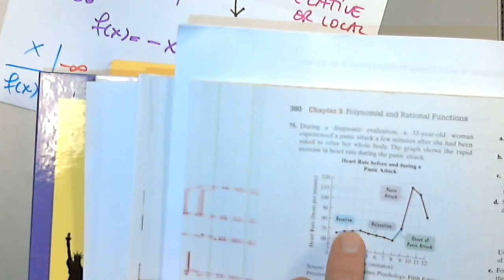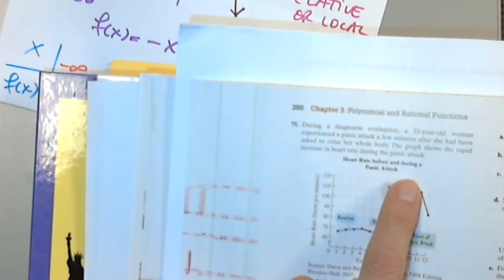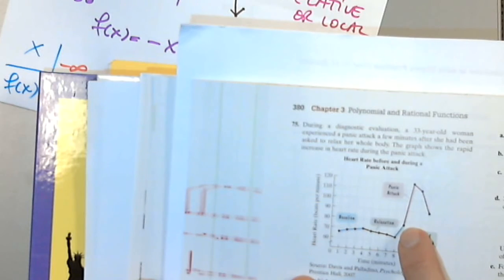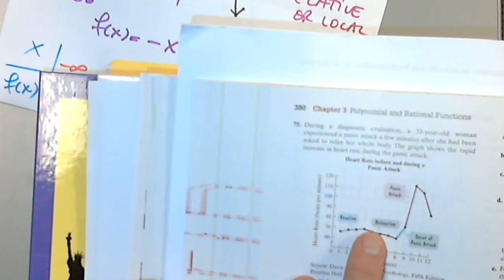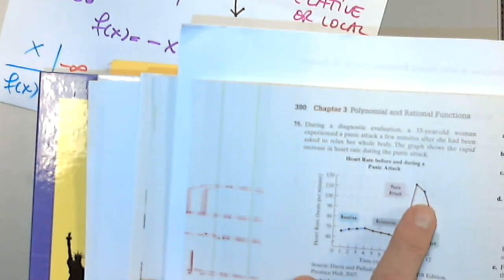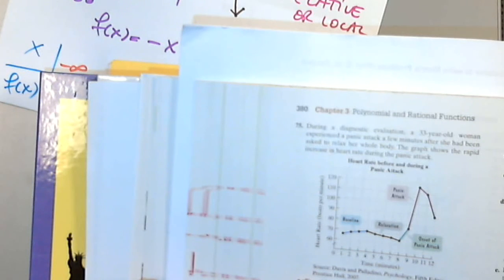How many turns do you see in this function? Awesome. Okay, anyone? How many turns? 3. What do you mean by 4? I go up, I go down, I go up, I go down. This is not a turn, right? Because it continues to go up. So I go up, I go down, I go up, I go down. How many turns? What do you expect the degree to be?